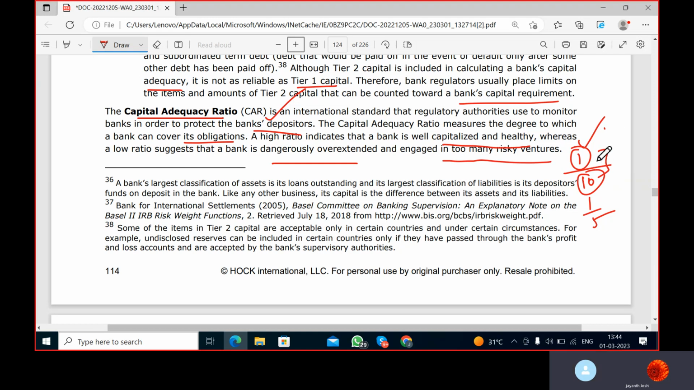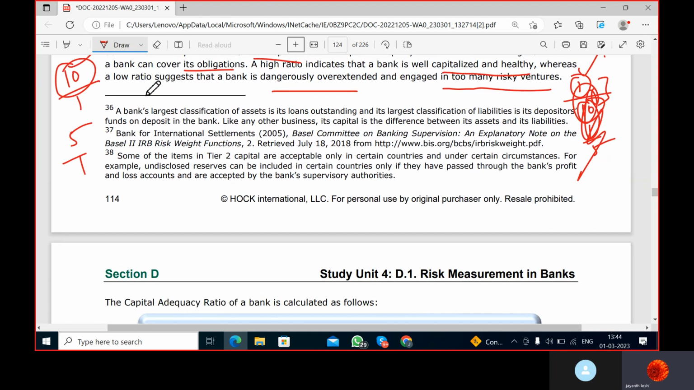High ratio. This is not a ratio, this is a fraction. Capital adequacy measures the degree to which a bank can cover its obligations. A high ratio indicates the bank is well capitalized and healthy. Suppose I have 10 lakh rupees of capital and my liability is 1 lakh, so I have 10 times the funds, correct? It's 5 by 1, it is less. So a higher ratio shows the bank has enough funds and a lower ratio suggests the bank has less funds, correct?